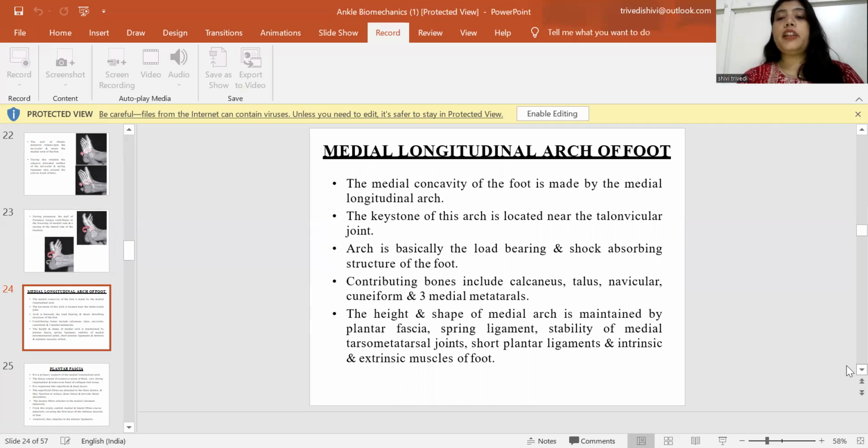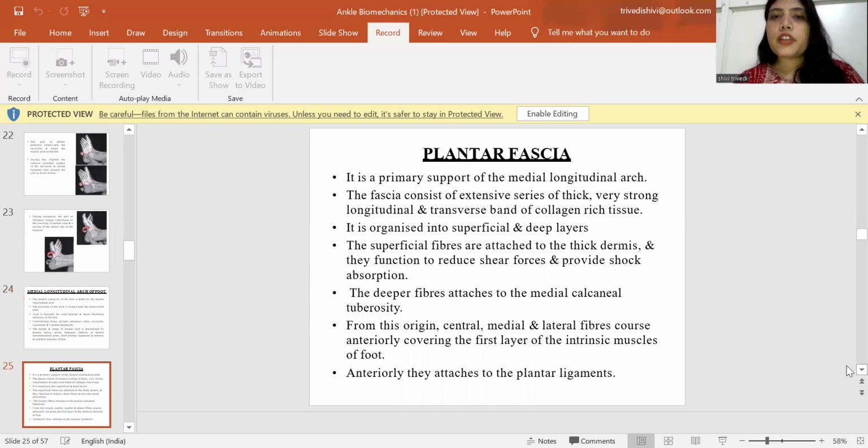Contributing bones include the calcaneus, talus, navicular, cuneiforms, and three medial metatarsals. The height and shape of the medial arch is maintained by the plantar fascia, spring ligament, stability of the medial metatarsal joints, short plantar ligament, and intrinsic and extrinsic muscles of the foot. The plantar fascia is the primary support of the medial longitudinal arch. The fascia consists of an extensive series of thick, very strong, longitudinal and transverse bands of collagen-rich tissue. It is organized into superficial and deep layers.